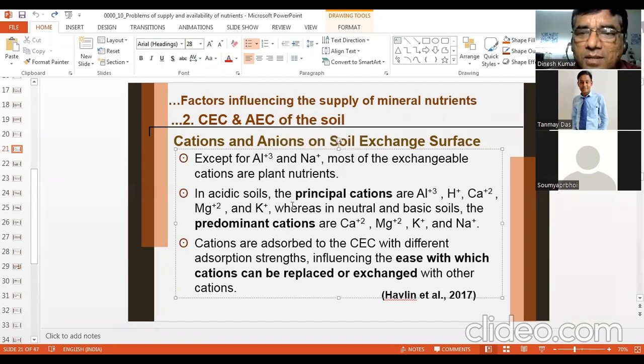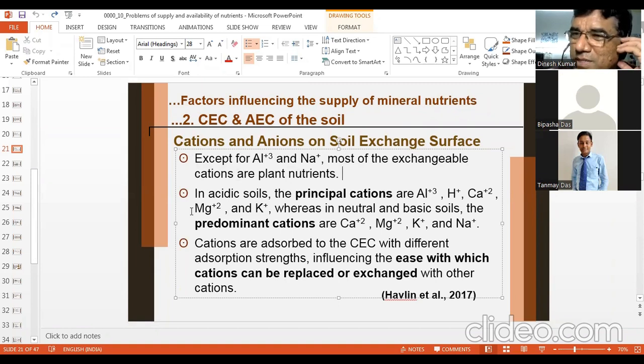In acidic soils, the principal cations are aluminum, hydrogen, calcium, magnesium, and potassium. Calcium and magnesium are there, but in very small quantities. As acidity increases, the concentration of sodium, magnesium, and calcium decreases. Whereas in neutral and basic soils, of course, you will find calcium, magnesium, potassium, and sodium. I don't know why Havlin wrote calcium and magnesium in acidic conditions. I think there is deficiency of calcium and magnesium in acid soils.